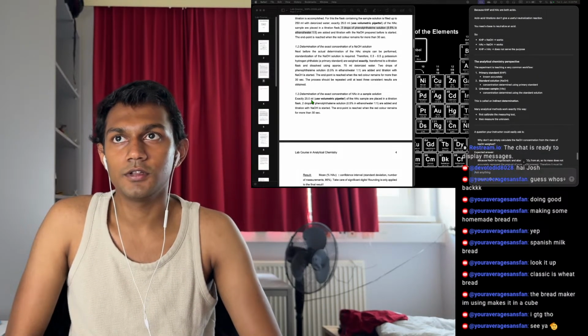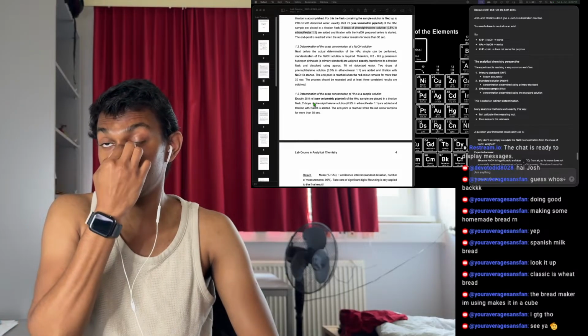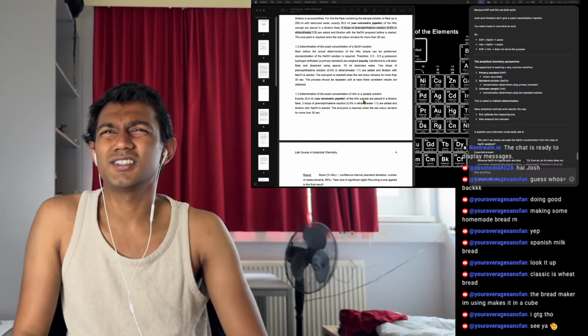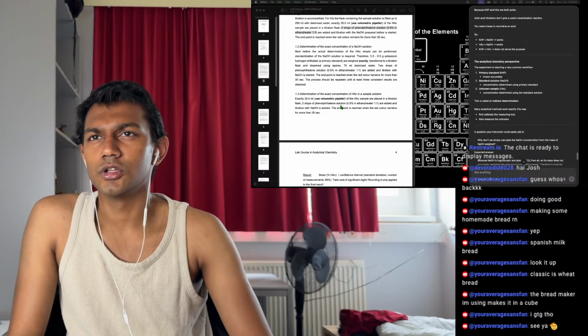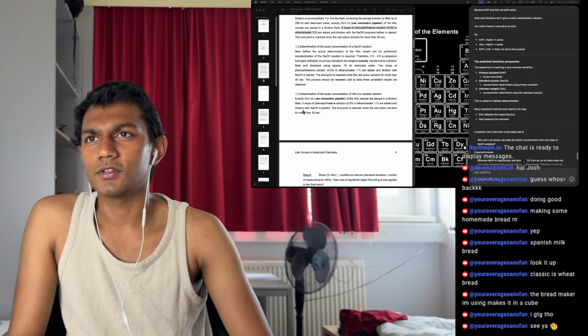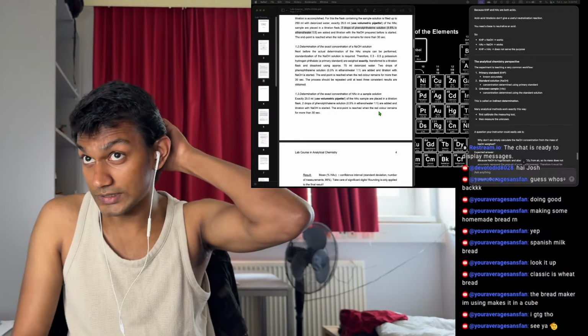Exactly 25 milliliters of HAC sample, measured with a volumetric pipette, are placed in a titration flask. 2 drops of phenolphthalein solution are added and titration with NaOH is started. The end point is reached when the pink color remains for more than 30 seconds.